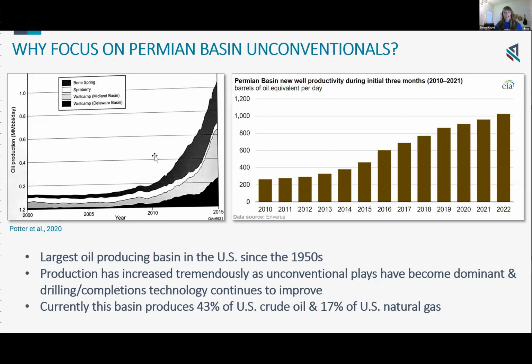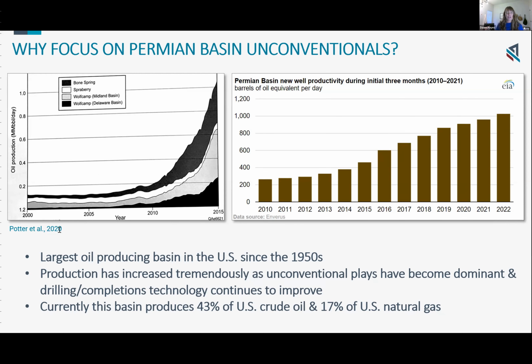So why did I want to focus on Permian unconventionals? Well, first of all, because sedimentologically, I think they are one of the most interesting depositional systems, definitely the most interesting unconventional depositional system I've worked with, but they're also really important for production. The Permian in general is the largest oil producing basin in the US. It has been since the 1950s. Production, though, has increased tremendously as unconventional plays have become dominant there. And the drilling and completions technology, of course, just continues to improve.